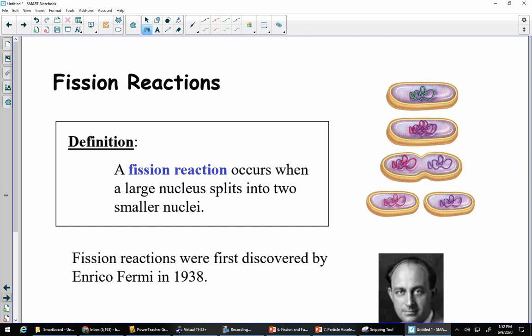Cool. So now, let's move into fission and fusion. These are still nuclear reactions that we're talking about here, and they're still going to require equations and things like that. It's Enrico Fermi in 1938 that first discovered fission reactions.